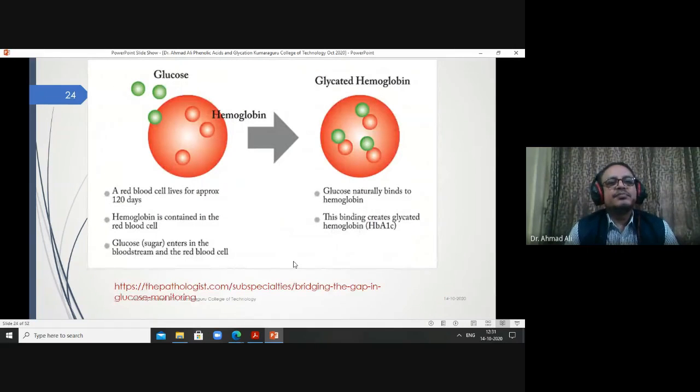So we can see that normal glucose molecules in the circulation are here in the RBCs, but when an excess amount of glucose is there, hemoglobin molecules are glycated, or glucose molecules get attached to them. So the ultimate result is that these glycated hemoglobins lose their function.